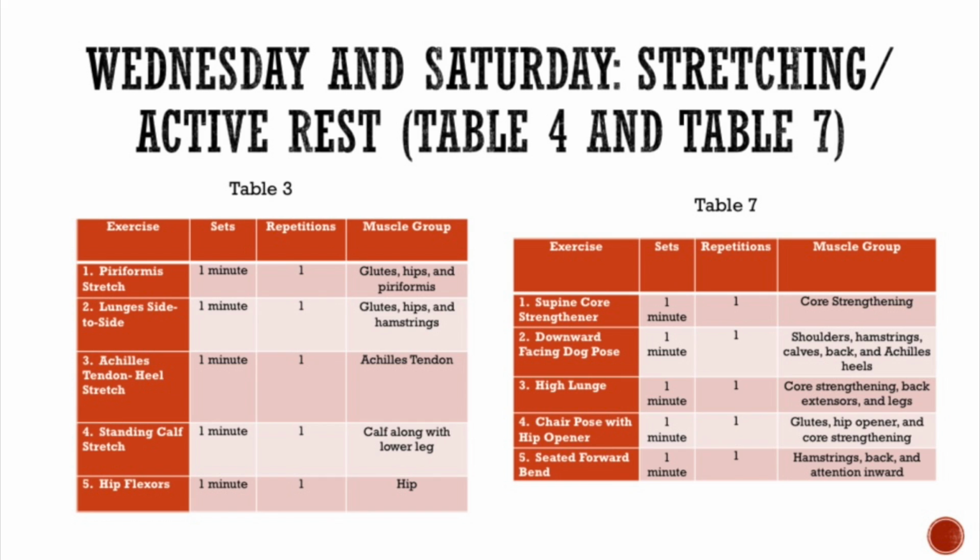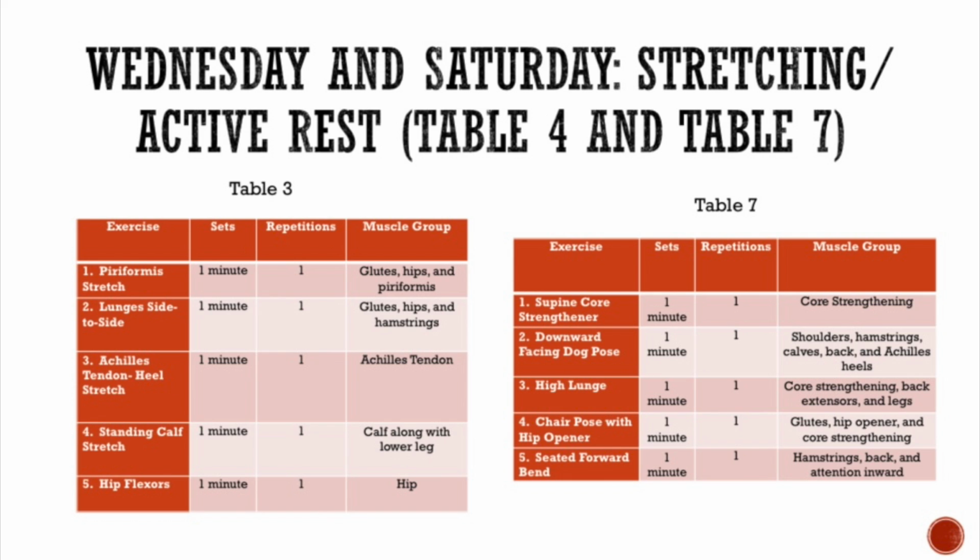So that's again opening up your hips more, helping your glutes, and also having your core engaged. And number 5 is the seated forward bend. That will help your hamstrings, back, and attention inward. All of these are a minute each, making sure you go into the stretch with a 30 to 60 second rest in between exercises if needed.